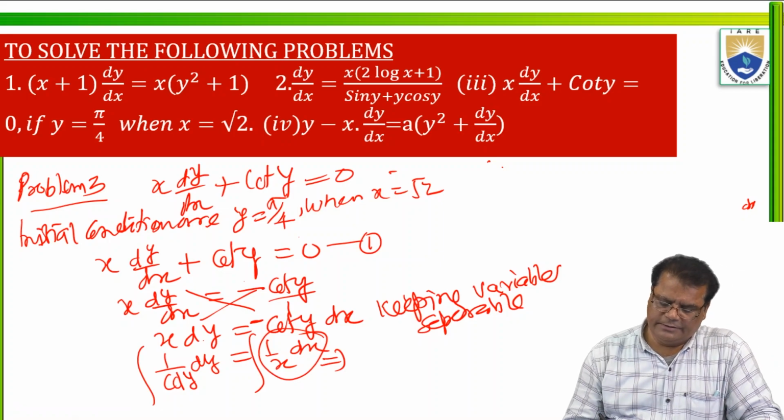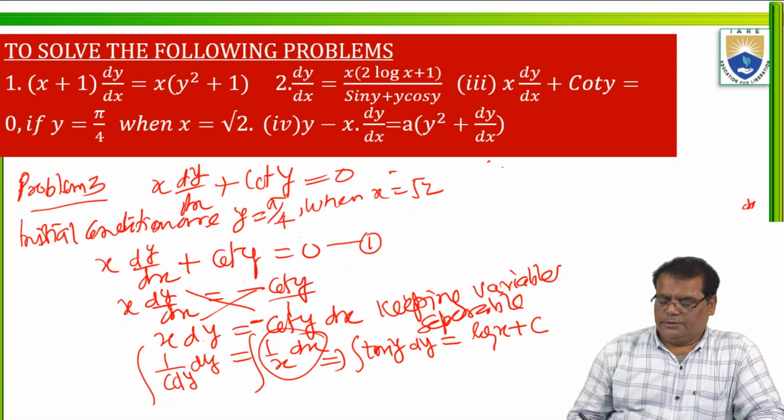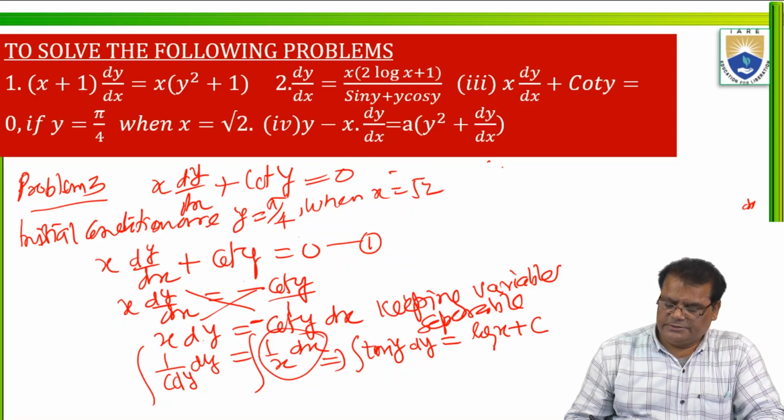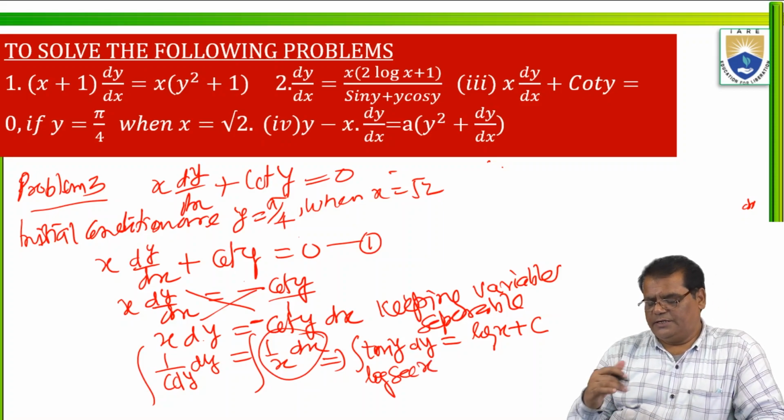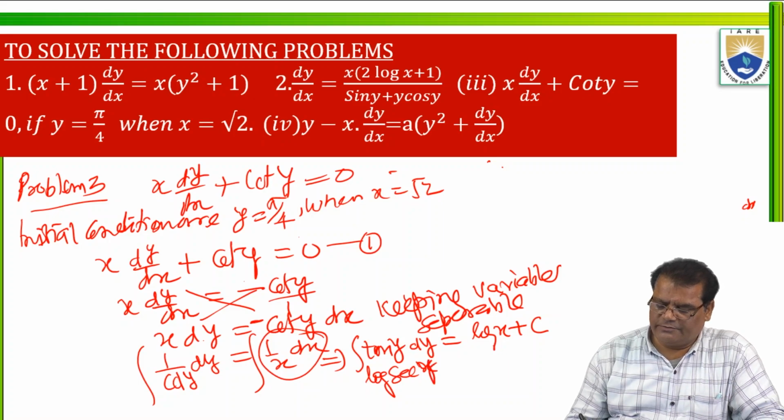This implies integration of tan y dy equals minus log x plus c. Integration of tan y means log sec y, since the differential of log sec y is 1 upon sec y times sec y tan y. So log sec y equals minus log x plus c.